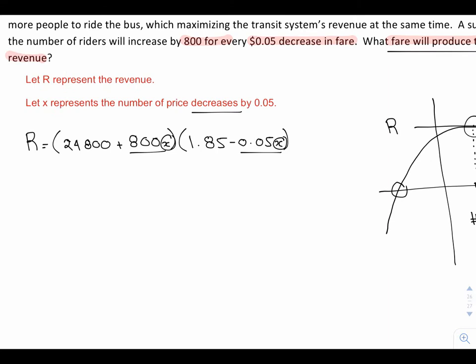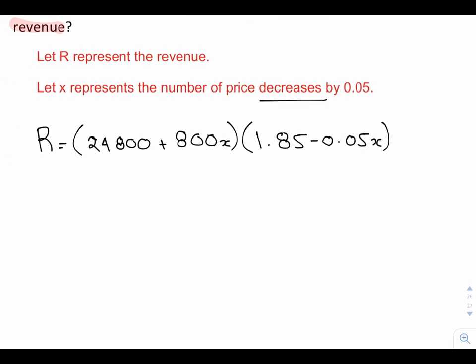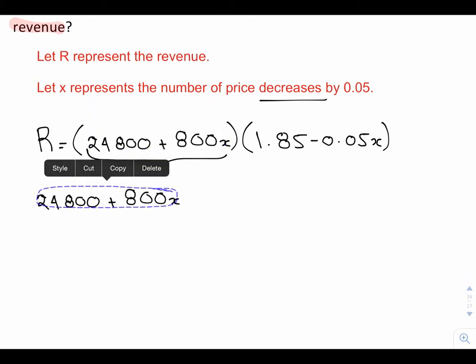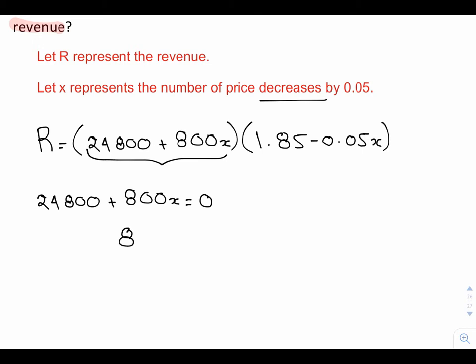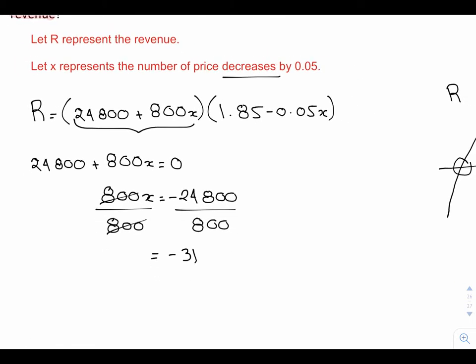Now, because this is in factored form, finding the roots is not going to be that difficult. Okay, what we do is we take each binomial factor one at a time. So I'm going to start off with the first one. And what I want to find out is what value of x will make this equal to 0. In other words, what value of x will make this in equation form equal to 0. And this is just a question of solving a simple linear equation. So I have negative 24,800, divide both sides by 800, and what I end up with is negative 31. So there's my first root.